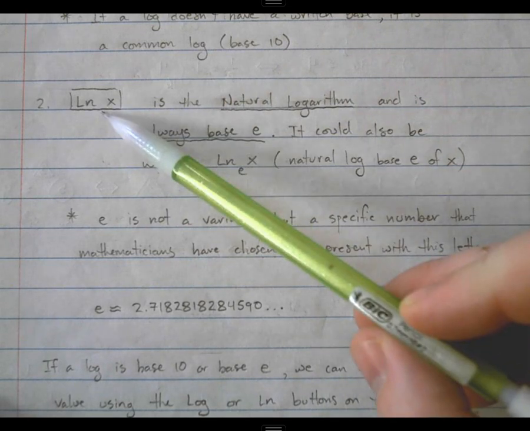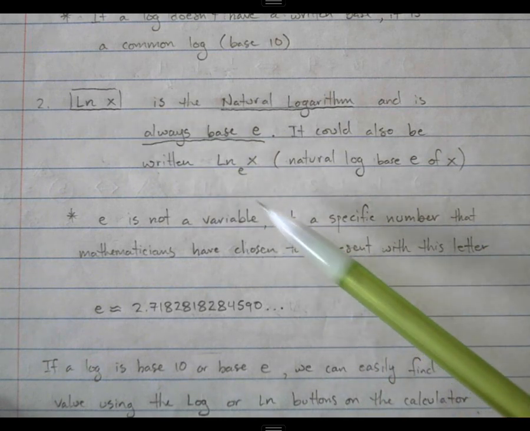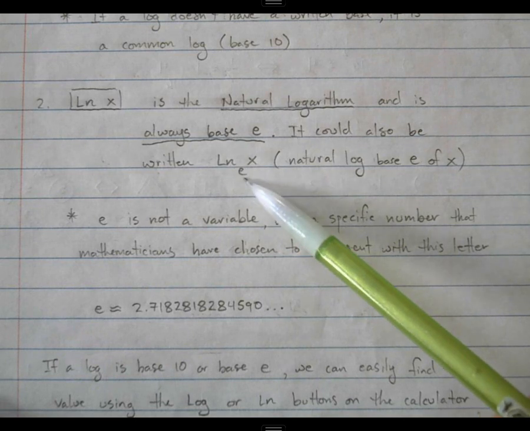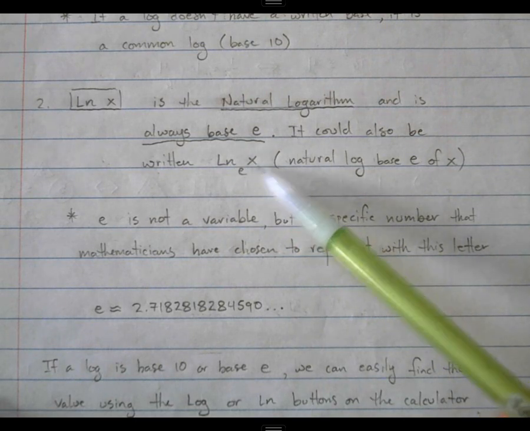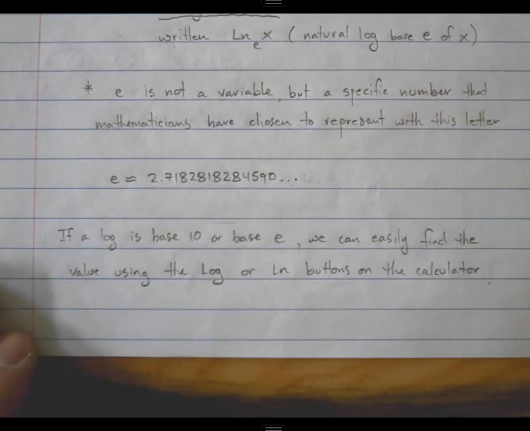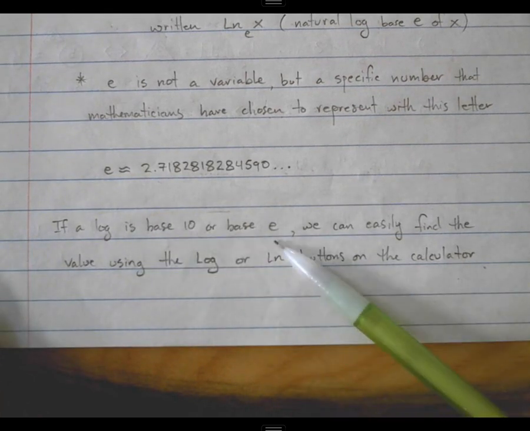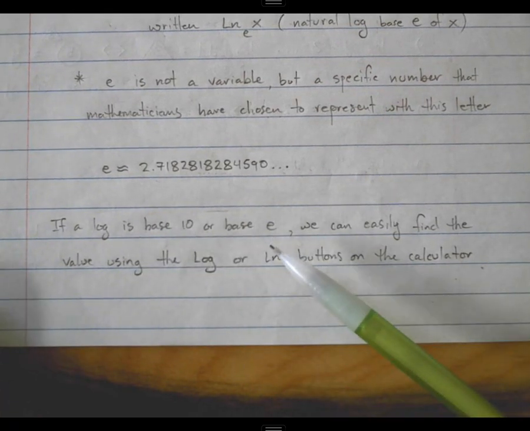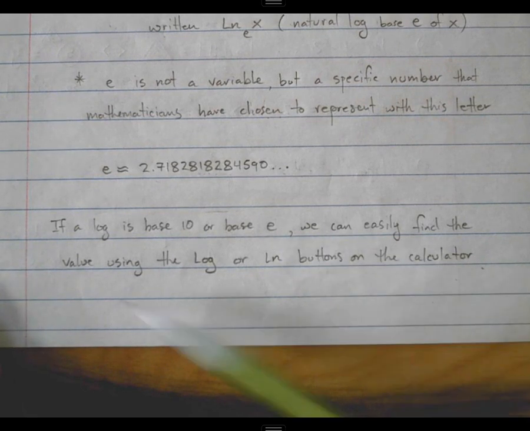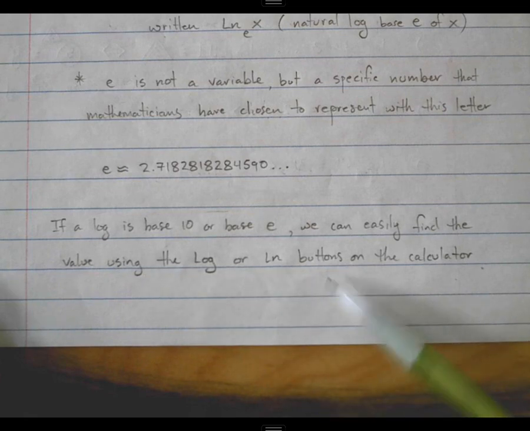So natural log of x always has base e. It could also be written as log base e of x. Now, why do I show you these two? Because if a log has base 10 or base e, if it's the common log or the natural log, we can easily find its value, the value of the log, that is, using those buttons on the calculator.